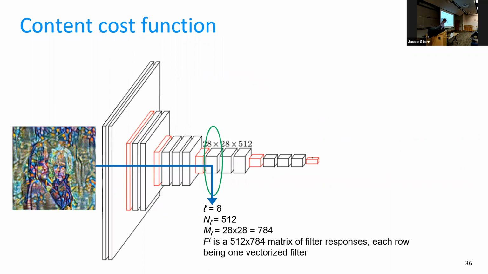Okay, so then we take the outputs of this layer, which will be layer 8. NL, the number of filters, is 512. ML is 28 times 28, 784. And so FL will be a 512 by 784 matrix of filter responses or activations or features, with each row of that matrix being one filter stretched out into a vector. Okay?